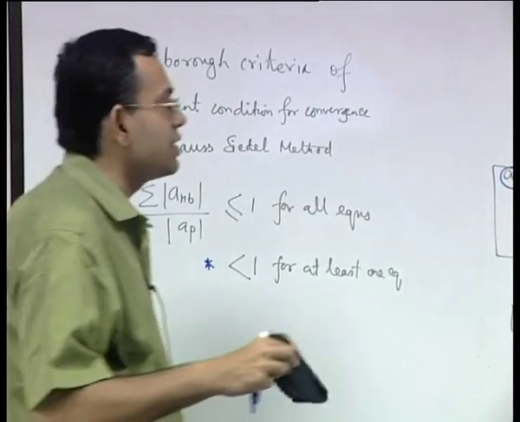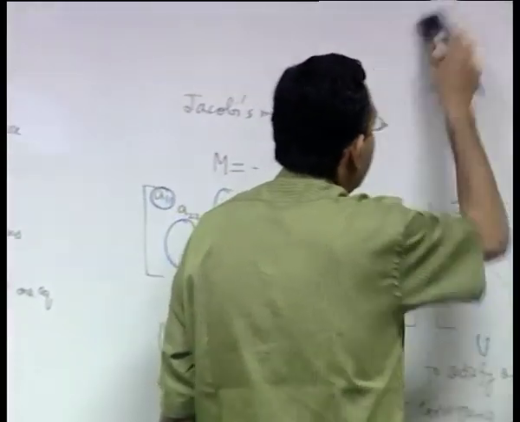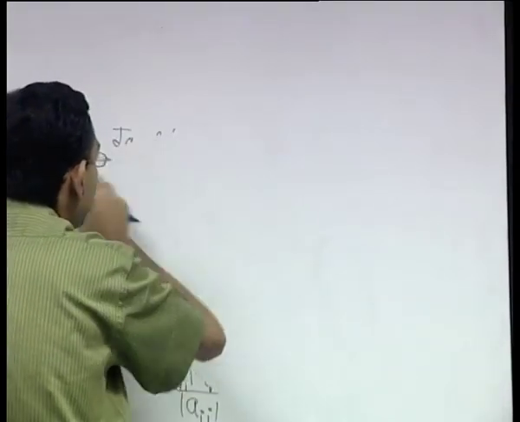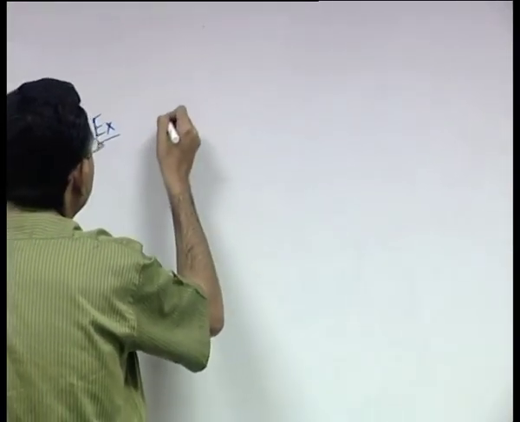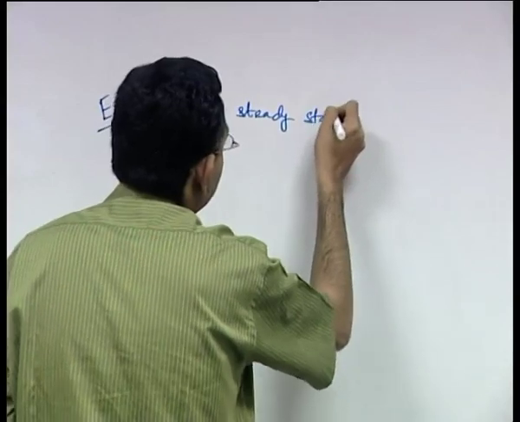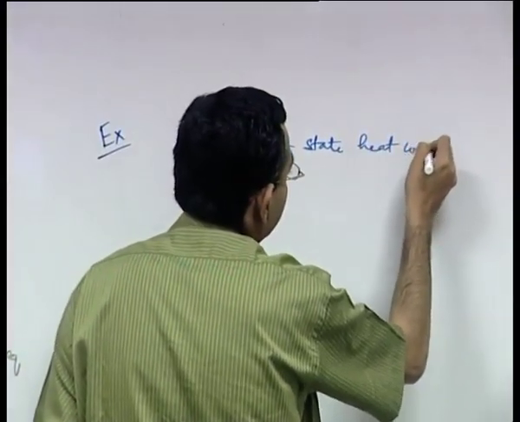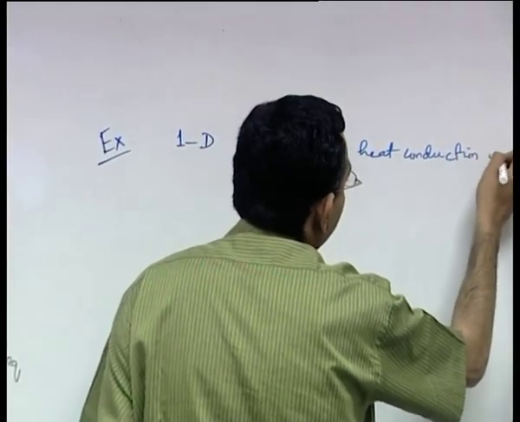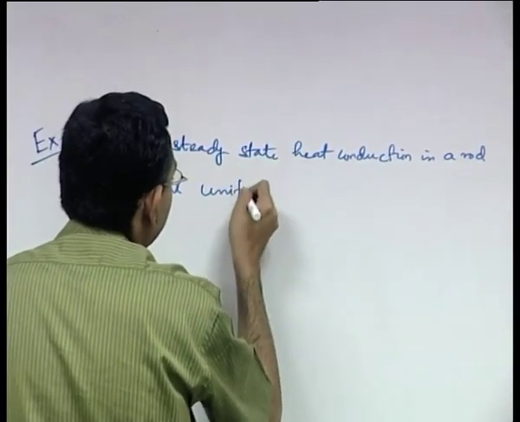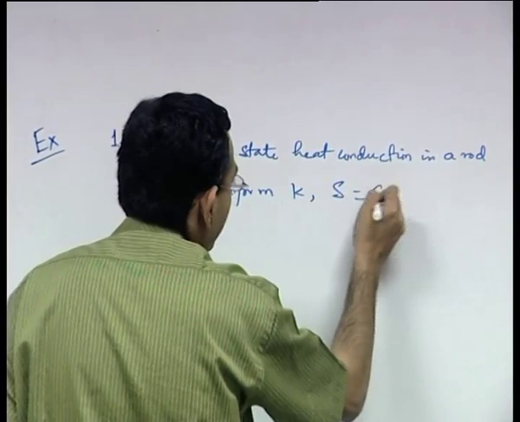To understand why it is necessary, let us go back to one of our old examples of one dimensional steady state heat conduction in a rod with uniform thermal conductivity and the source term equal to 0.